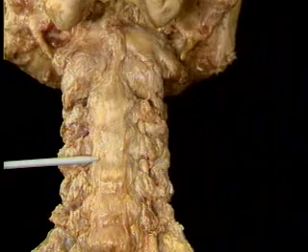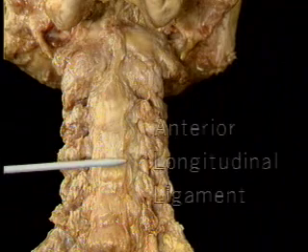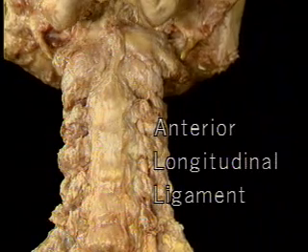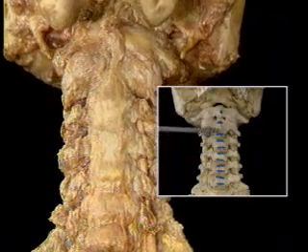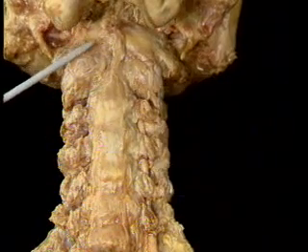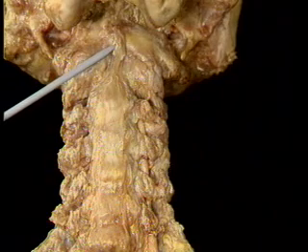Next we'll go round to the front to see the anterior longitudinal ligament. This broad band is the anterior longitudinal ligament. It runs the whole length of the vertebral column, connecting the fronts of the vertebral bodies. It ends up here, at this tubercle on the arch of the atlas.